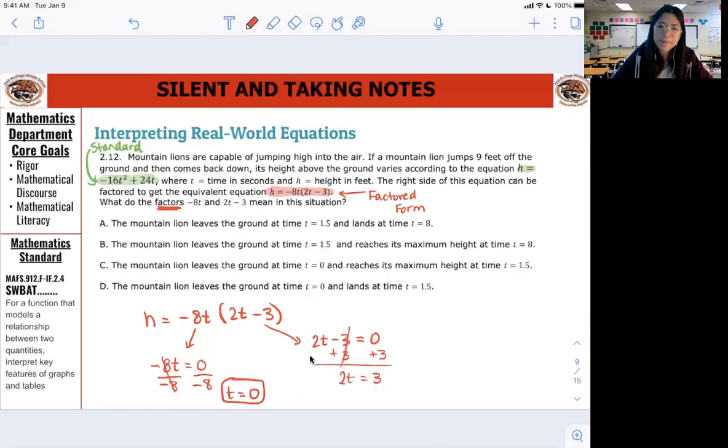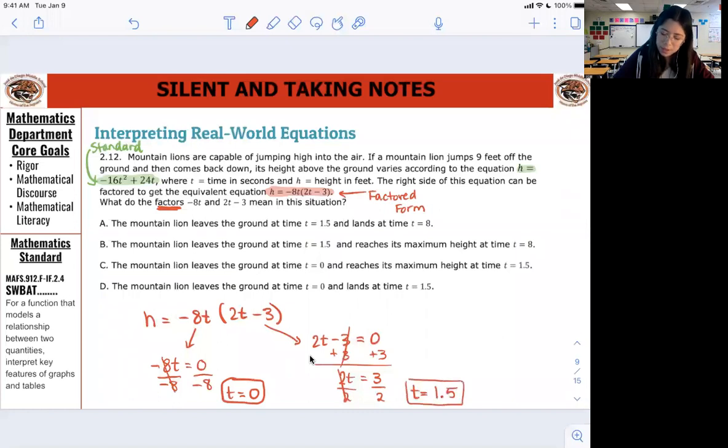And then what do I do? Now I can divide by 2. And what's 3 divided by 2? You can get a decimal since we're talking about time. I remember we did this before. Is it 1.5? Yes, it is 1.5.